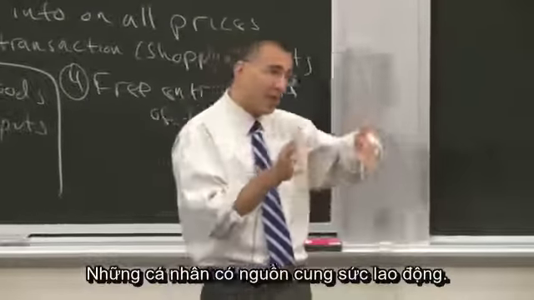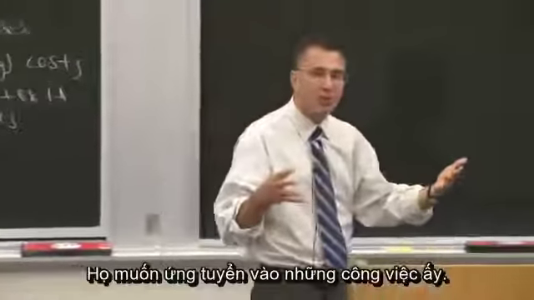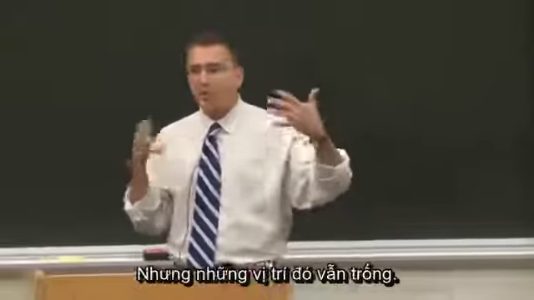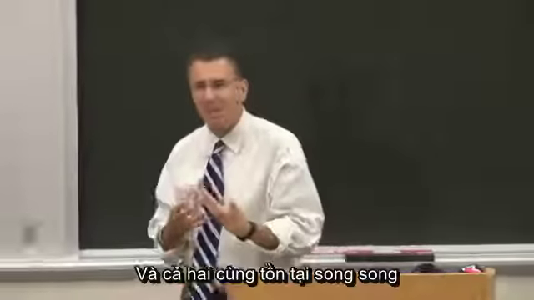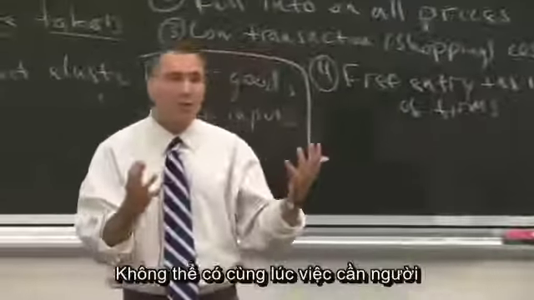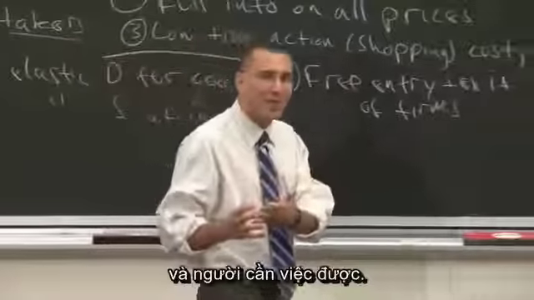Individuals have labor supply. They have jobs. They want to provide themselves these jobs. And so there's unemployment. There's people out of jobs looking for jobs. But there's vacancies. There's jobs that are empty. And both exist at the same time. And how can that be? In our perfectly competitive market, that couldn't be. You couldn't have both jobs looking for people and people looking for jobs.